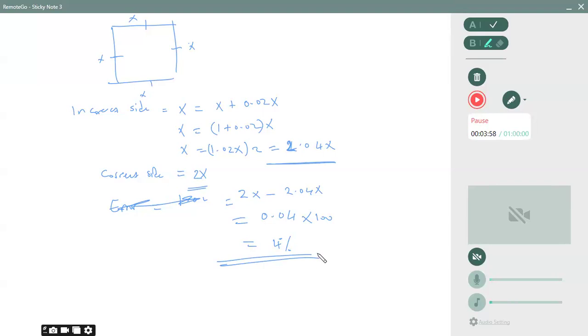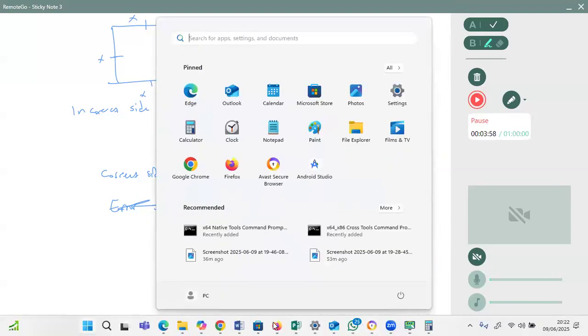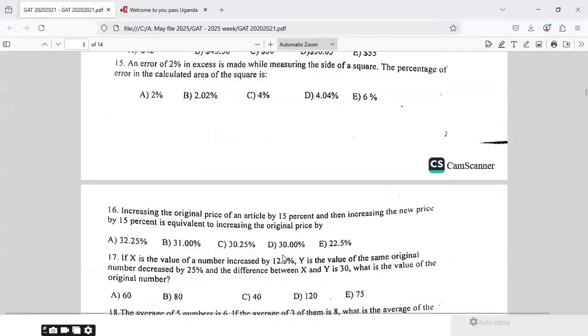I've just understood it in the basic English way, without the math. The question is that when they were measuring a square, which is supposed to have all four sides equal, they made an error of 2% when measuring one side of the square. Yeah, that is one part of the question. And then they're asking us, in the calculation of the total area of the square, what percentage error did they make? What is the total percentage error in the area of the square?